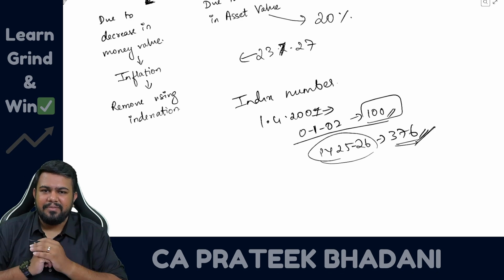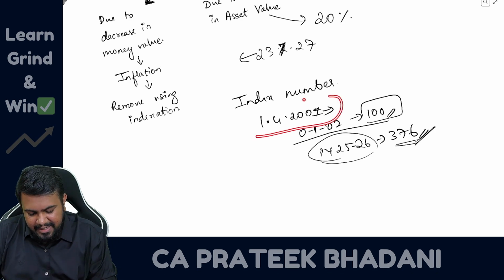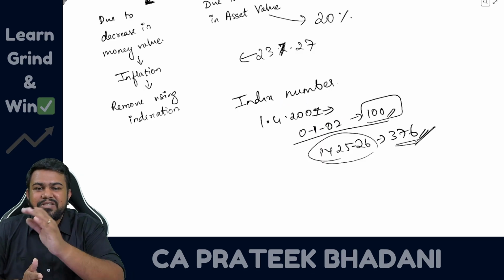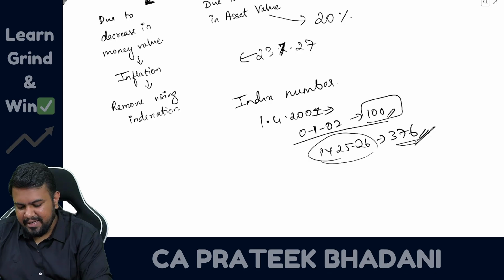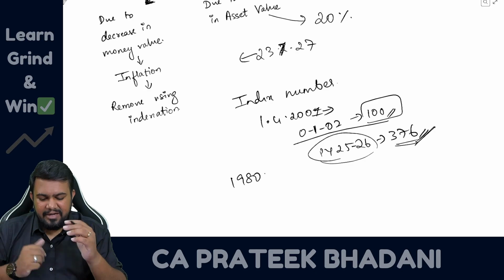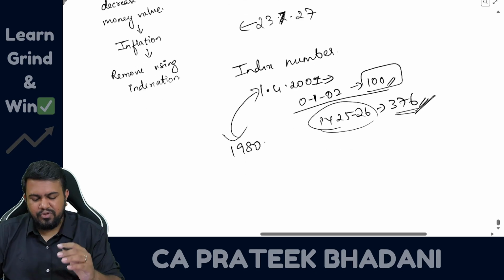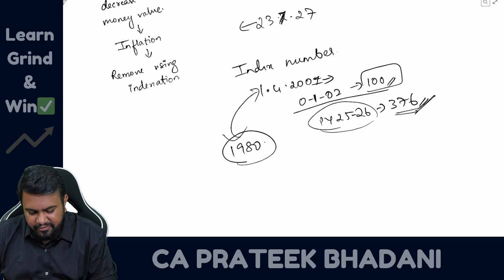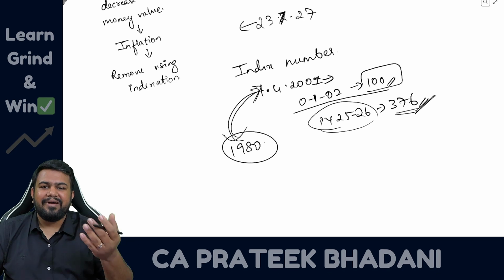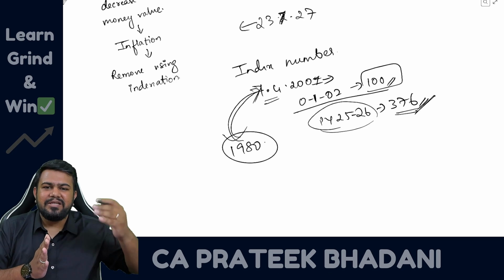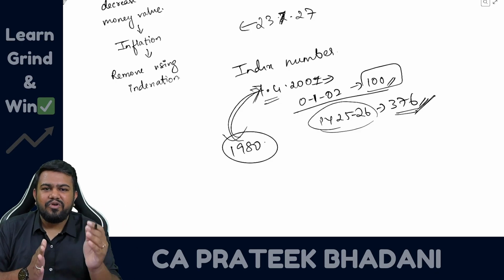But before that, I want to tell you one more point. This index number started from 1/4/2001 only. What if the asset was purchased before 1/4/2001? Let's say I purchased an asset in 1980. Then how to do the indexation? Very difficult, no? Because from 1980 up to 1/4/2001, I do not have any index number at all. So how to bring the value of the asset which was there in 1980 to 1/4/2001? That is the question. Because from 1/4/2001, I can use indexation to remove the inflation. But up to 1/4/2001, what to do?